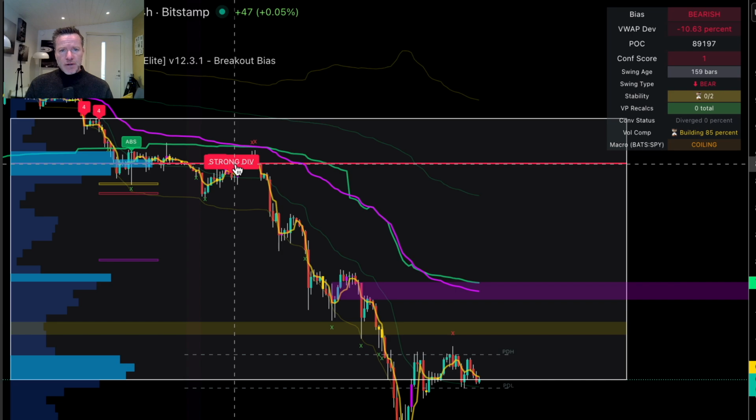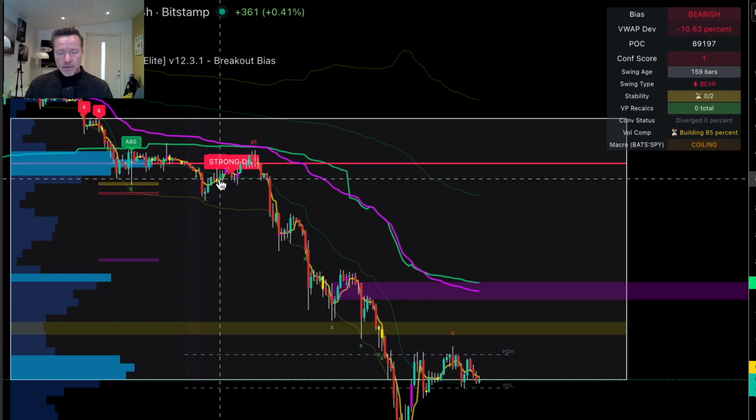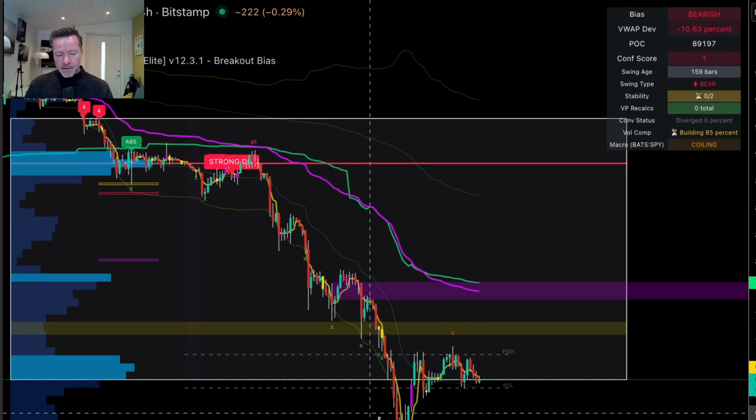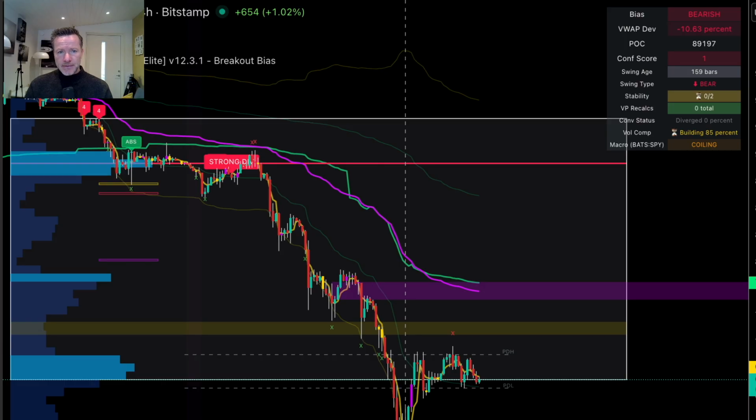Notice how the terminal shows strong div here. That's not coincidence, that's institutional distribution. And right now, it's trading well beneath the deviation signal that we had.